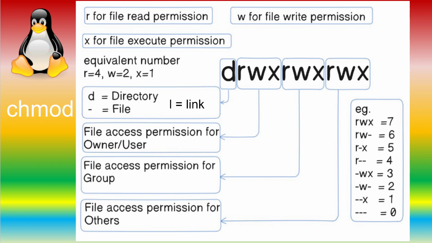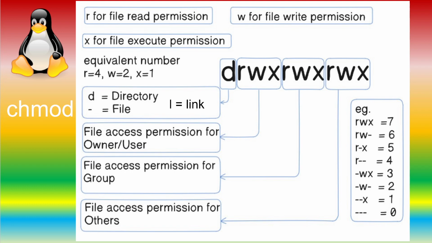Further, the next 3 letters indicate file access permission for the group. Further, the next 3 letters indicate file access permission for others. R is for file read permission, X for file execution permission, and W for file write permission. This is a standard format, RWX. We cannot write WRX or XWR. This is the standard format for all files, be it for owner, group or others. This one is for owner or user, this one is for group, this one is for others.